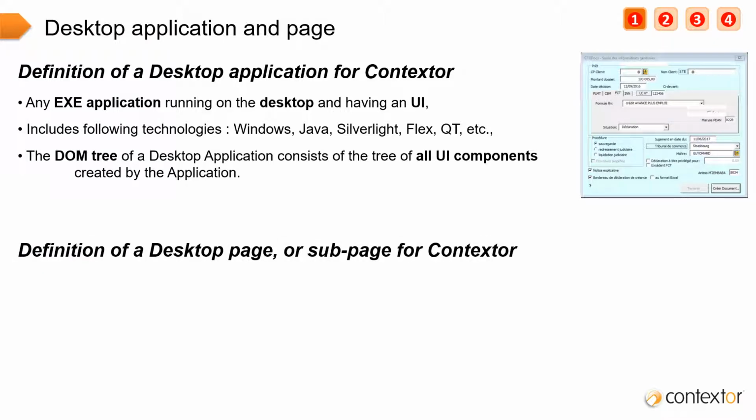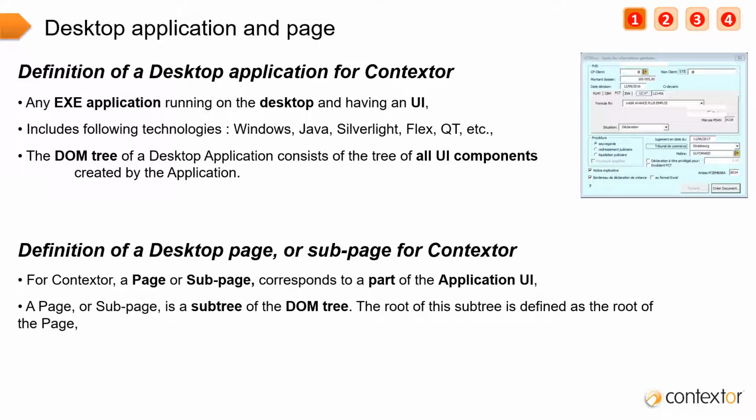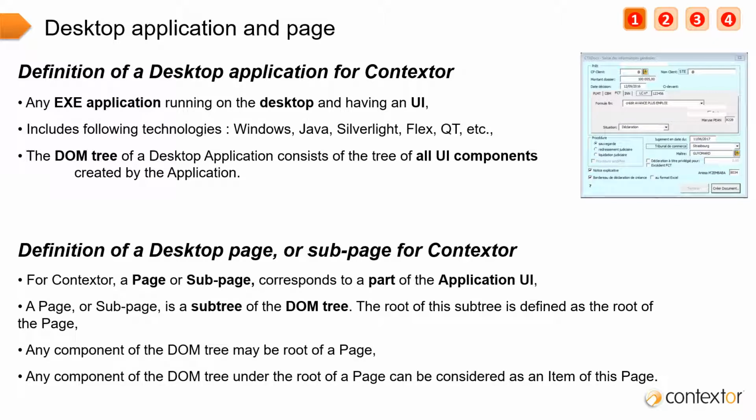Definition of a desktop page, or subpage for Contextor. For Contextor, a page or subpage corresponds to a part of the application UI. A page, or subpage, is a subtree of the DOM tree. The root of this subtree is defined as the root of the page. Any component of the DOM tree may be root of a page. Any component of the DOM tree under the root of a page can be considered as an item of this page.